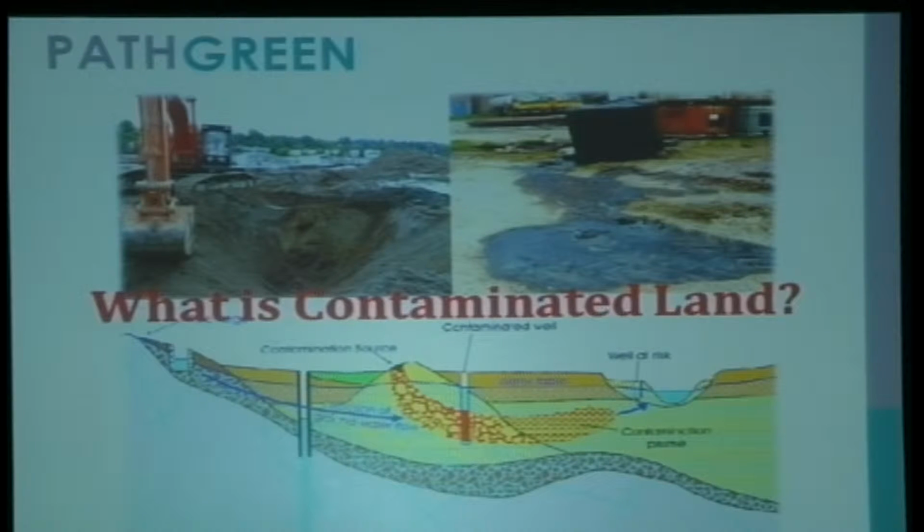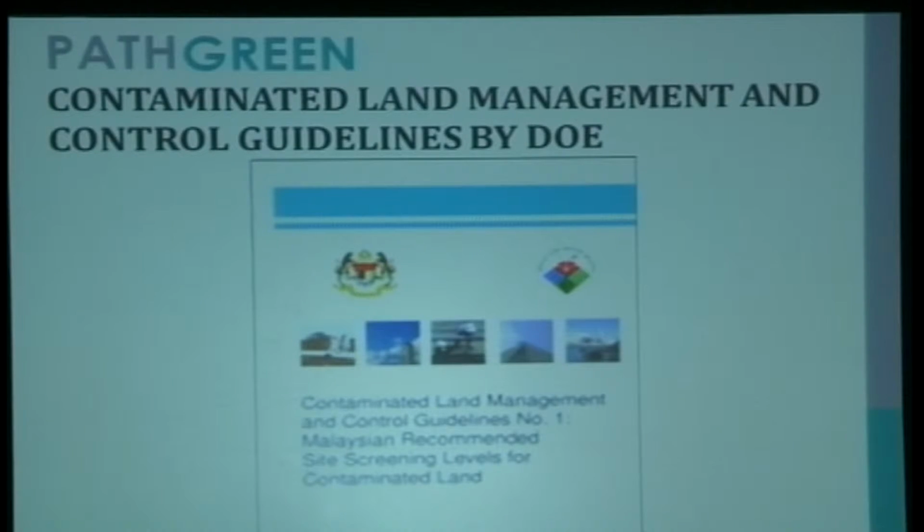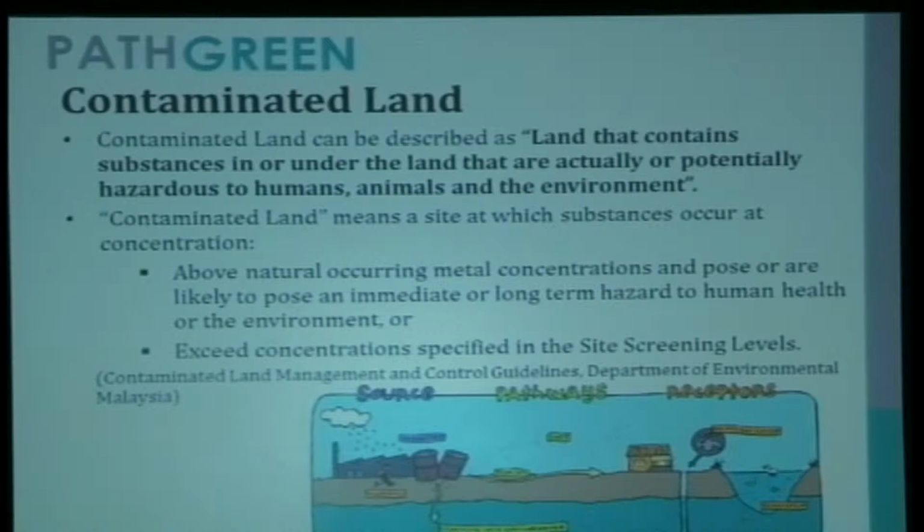So what is contaminated land? Anyone know what contaminated land is? Basically, this is a guideline book by the DOE. They have this book implemented as a guideline. So contaminated land is described as land that contains substances in or under the land that are potentially hazardous to humans, animals, and also the environment.